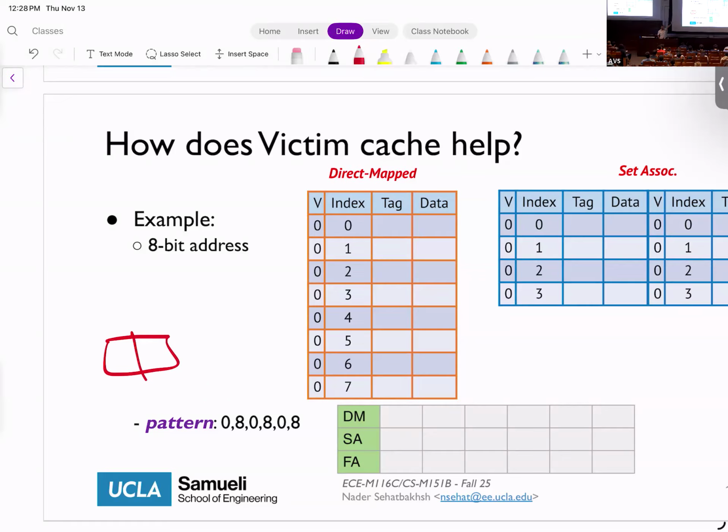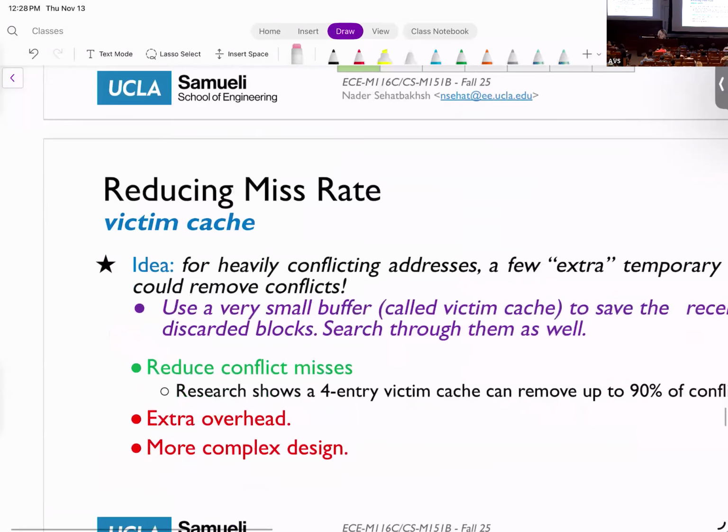And you remember that direct map was a very nice design because it gives you very, very fast hit time. So this is compensating the direct map even more. So direct map with the victim cache is a really, really nice design. It's actually being used in many modern systems. Okay.